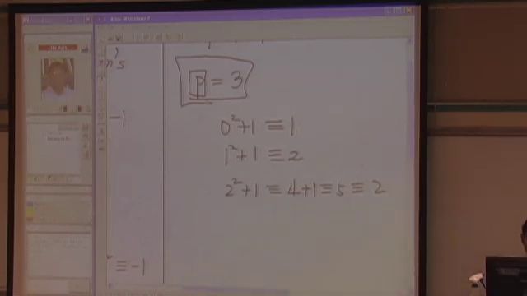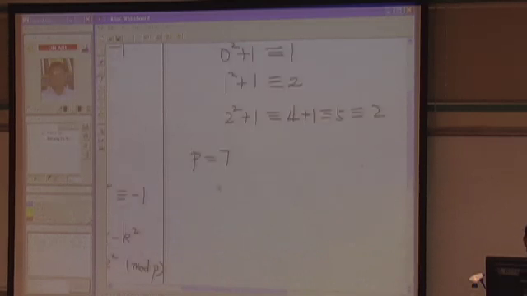So for instance, P equal to 7, then it doesn't happen. Let's do it. 0 squared plus 1 is 1. We should get 0 here, but we don't get 0. 1 squared plus 1 is 2. 2 squared plus 1 is 5. 3 squared plus 1 is 9 plus 1, 10. 10 is congruent to 3.